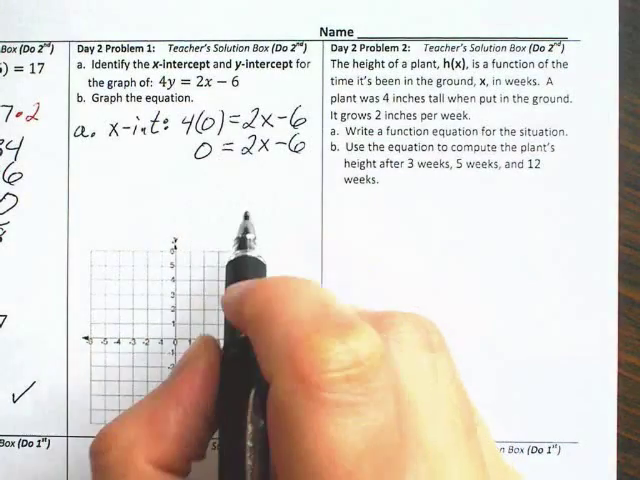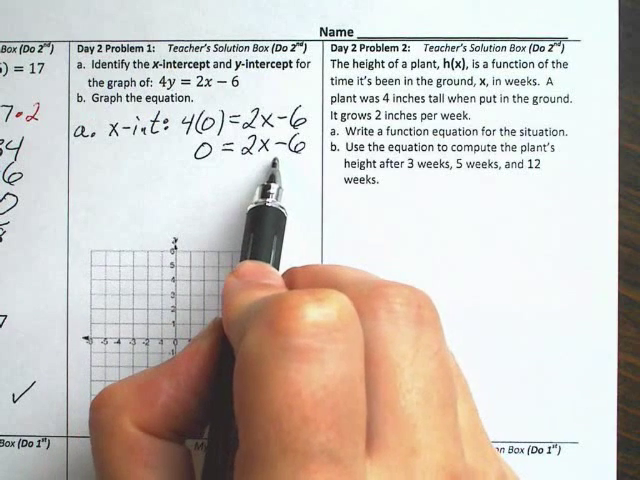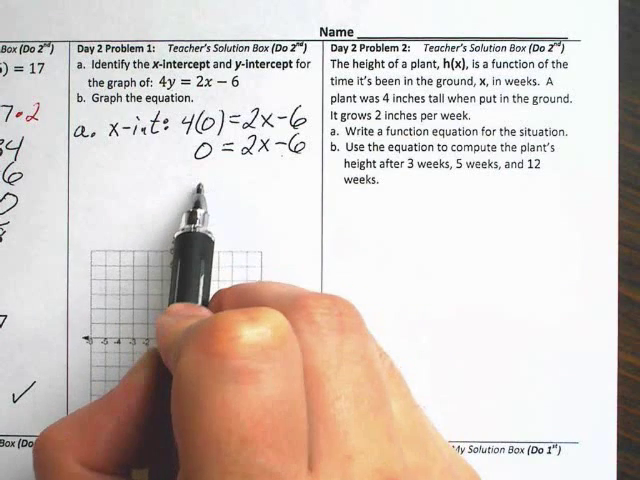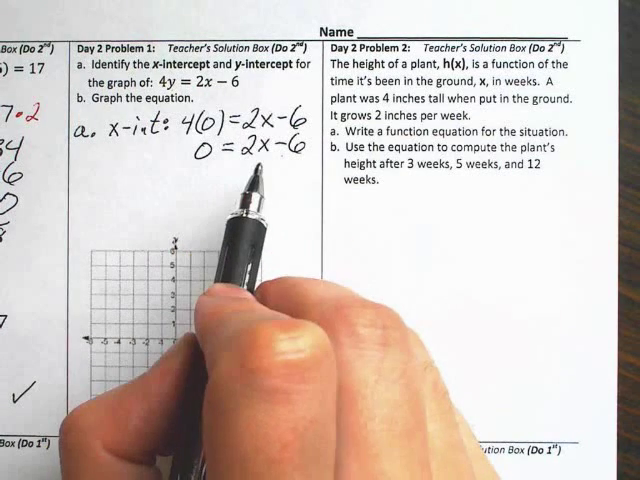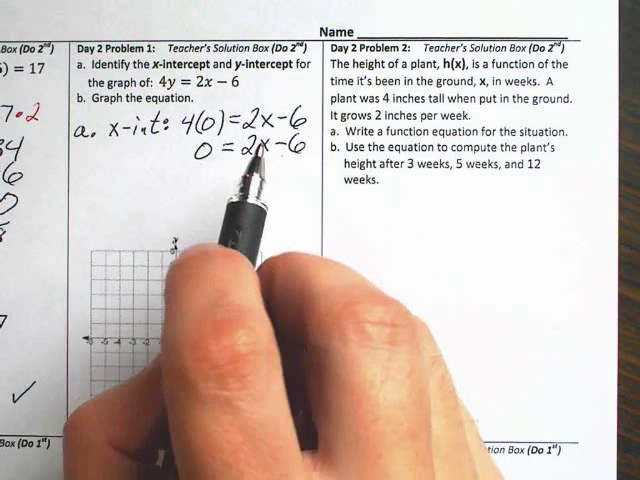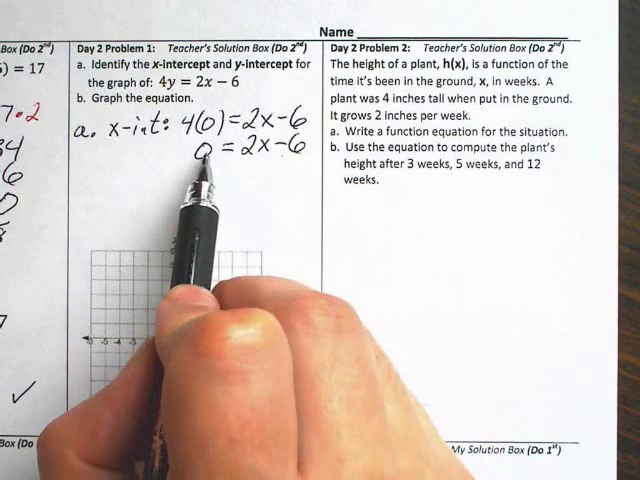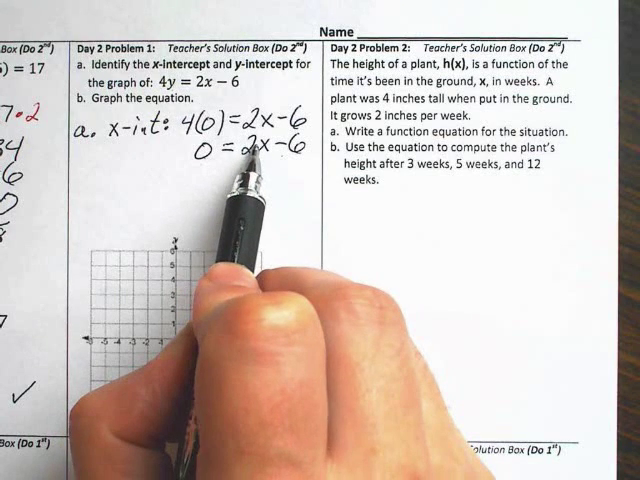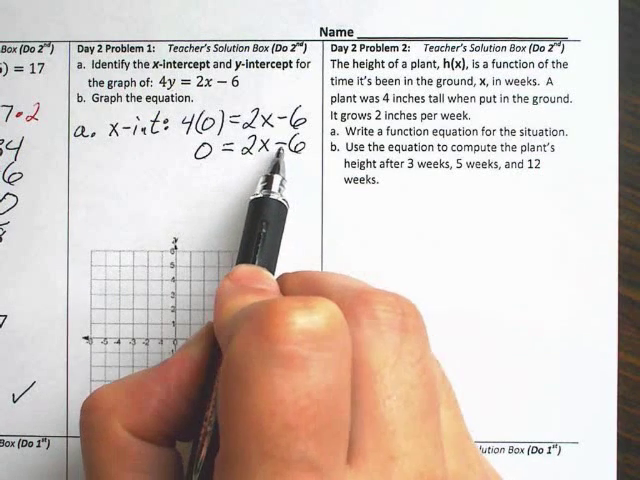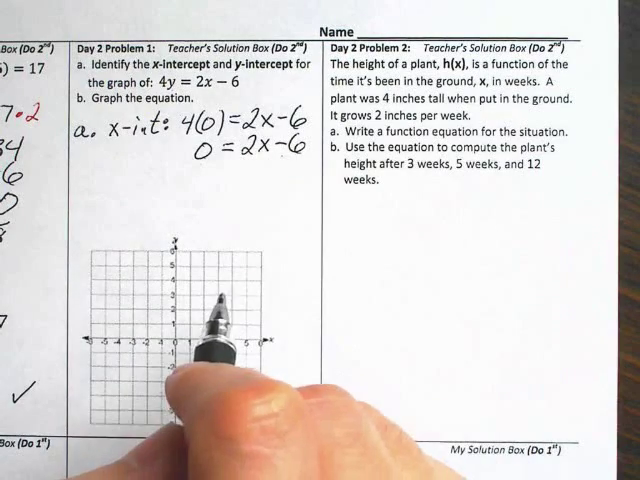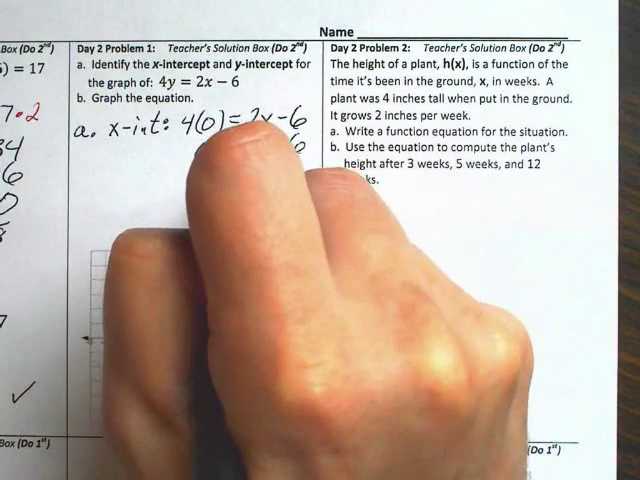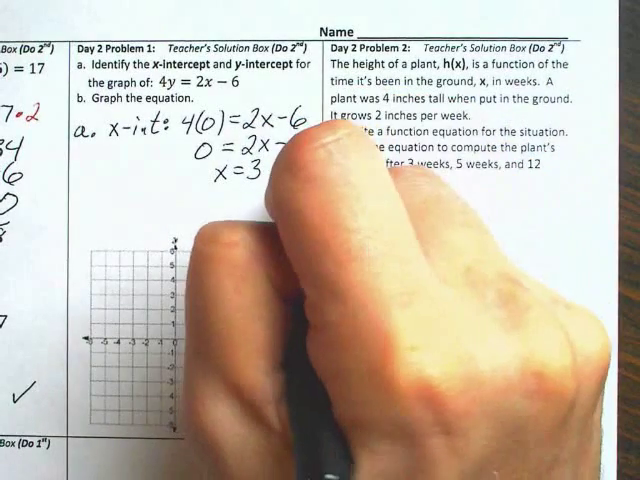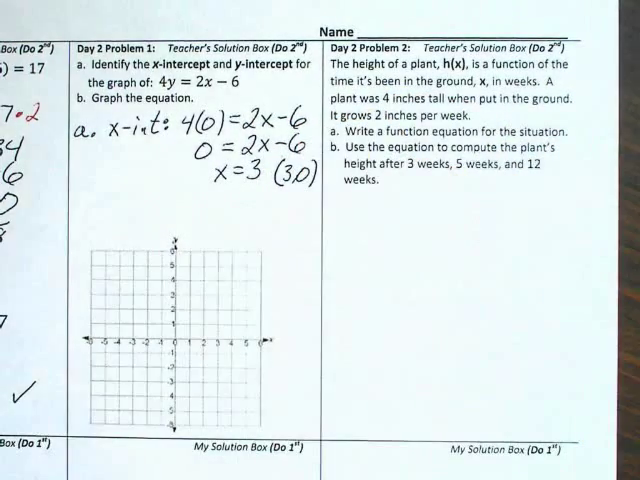Let's solve this equation. We could do our typical working backward steps to solve this. Add 6, and continue on. Or we could just try to solve it mentally, whatever you are more comfortable with. If this is 0, and I want to discover what x is, how about 2 times 3, and then take away 6? That would be 0. And so I can figure out that x must equal 3. As an ordered pair, the x-intercept is (3, 0).